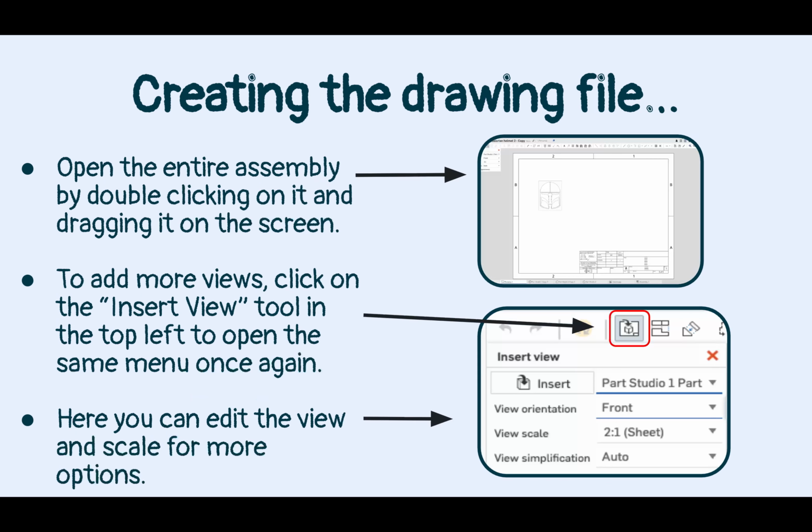Once that is done, you can add more views of your arm by clicking on the Insert View tool in the top left to open the same menu once again. Here you can edit the view and scale of the model for more options. In this case, you can scale it up, make it bigger, change the view orientation, and insert more aspects of your arm, for example, maybe the base or the claw or separate parts if needed.